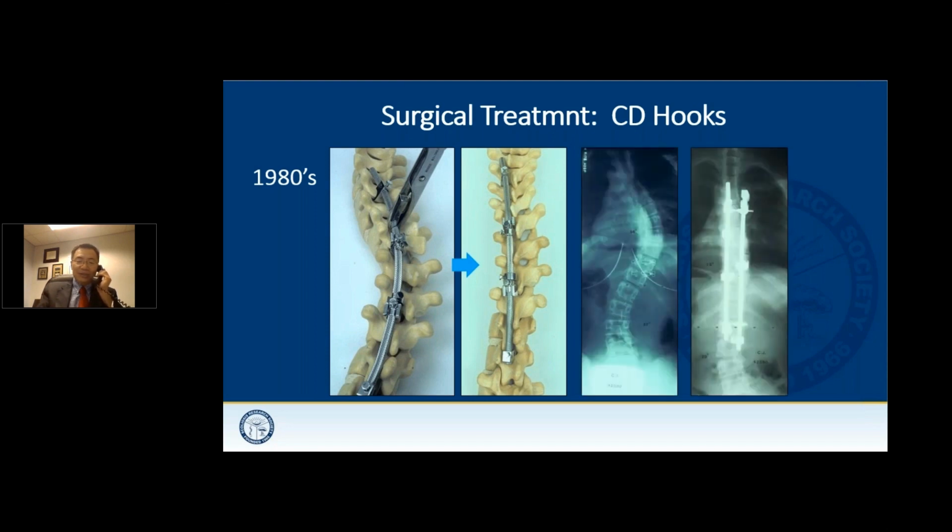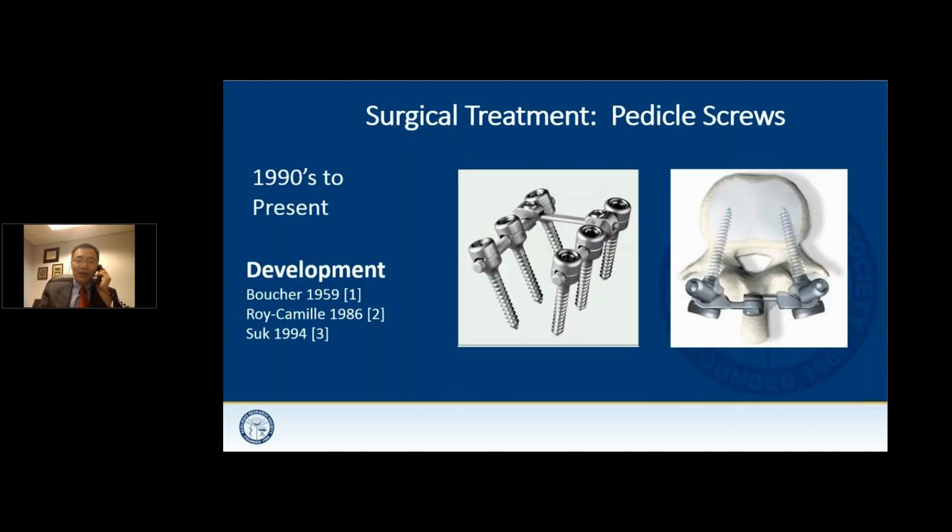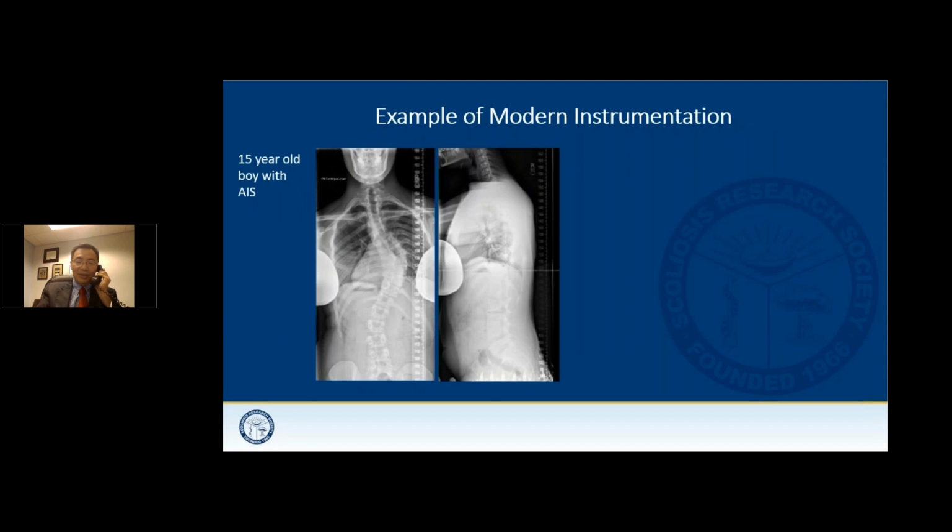And from there, we have developments of what we use nowadays. 1990s to present, we typically use constructs that are made up of pedicle screws, which are essentially fixation points that go from the back of the spine to the front of the spine. And they often look like the screws that you might get from Home Depot or Lowe's, but they have a lot of research behind them and have really facilitated the surgery, essentially the ease and the speed of the surgery. An example of modern instrumentation nowadays is this 15-year-old boy with adolescent idiopathic scoliosis, and instrumentation looks like this, with 2 rods and screws as well as hooks up above.